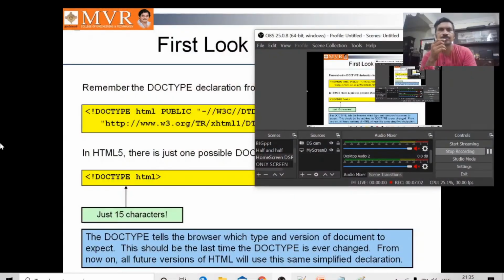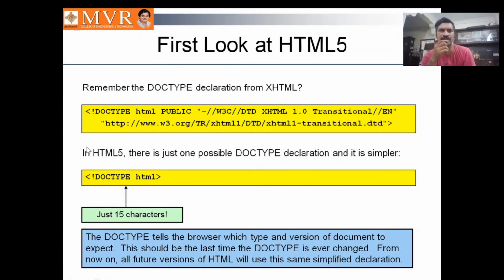DTD is defined using the standard generalized markup language. We can define one document type definition. Every HTML page has a DTD. This DTD can be specified like this: document type HTML, public, XHTML, transitional, EN. Okay, that line is required.